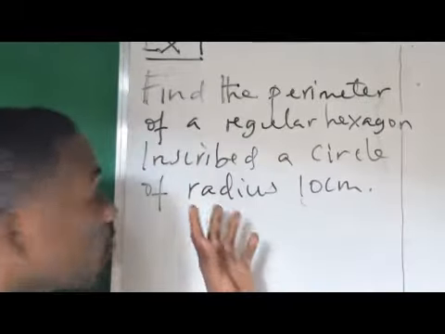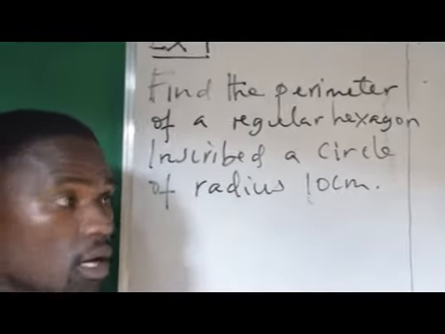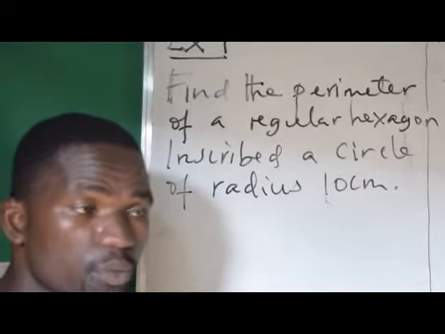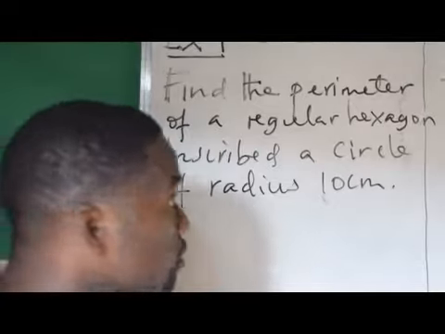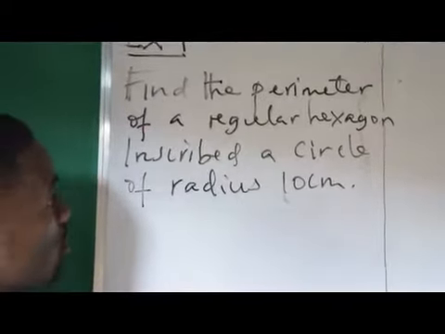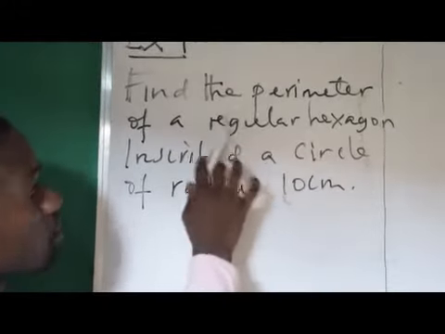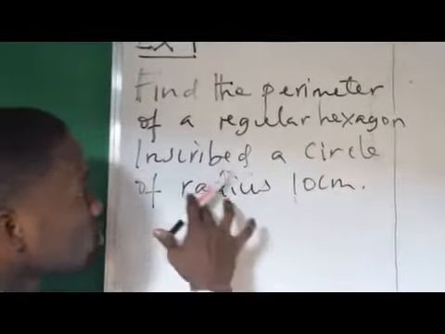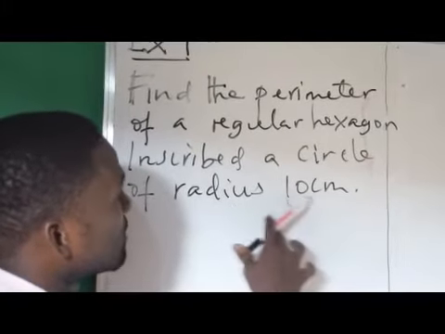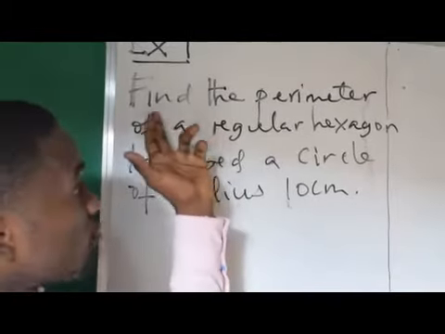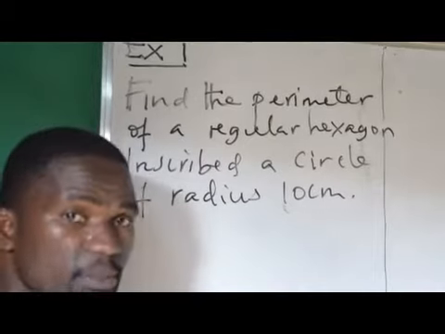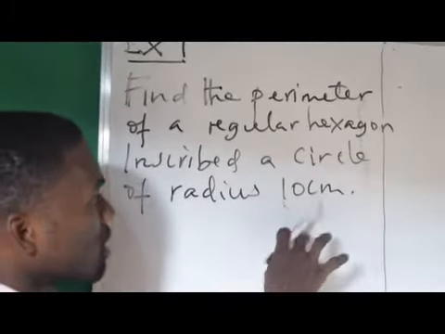Okay, so now we have example number 1 to try to find the perimeter of a regular polygon which is inscribed in a circle. The question says: the perimeter of a regular hexagon inscribed in a circle of radius 10 centimeter. The main target is to find the perimeter of a regular hexagon which is inscribed in a circle whose radius is 10 centimeter.